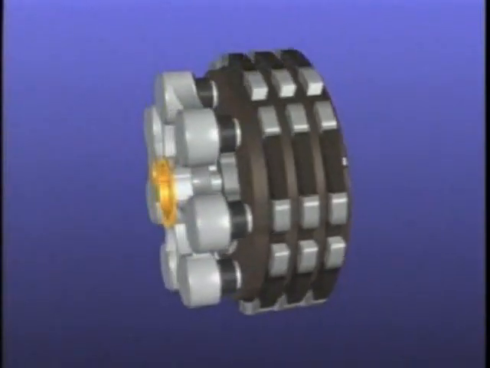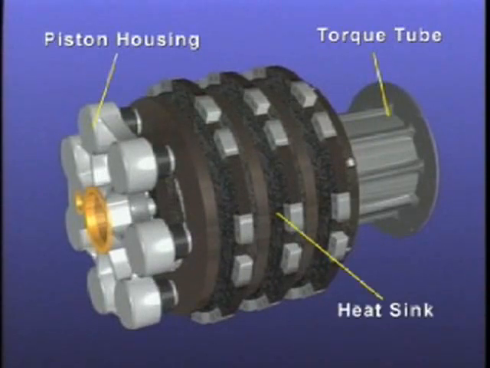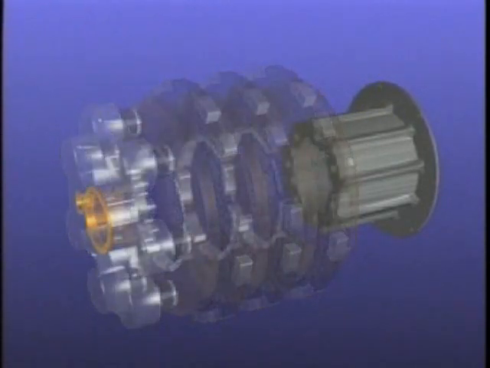The brake's major components are the brake frame, consisting of the torque tube and the piston housing, and the heat sink, made up of alternating, rotating, and stationary carbon discs. The torque tube is the brake's foundation. It's usually made from high-strength steel and is used to transfer the frictional forces created within the heat sink into drag forces to stop the aircraft.